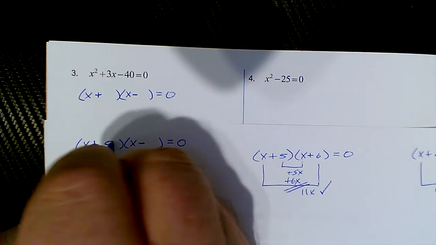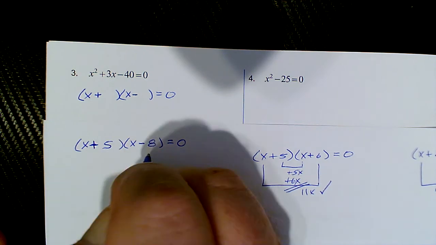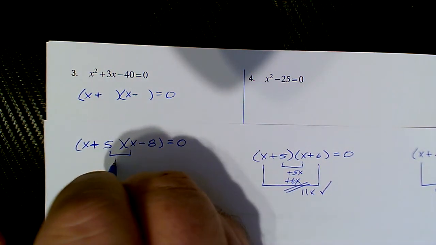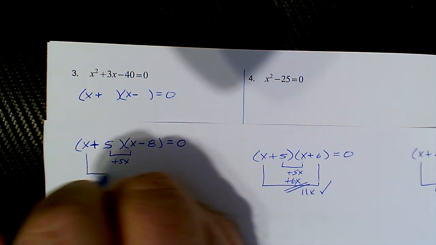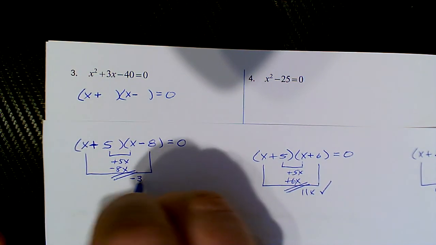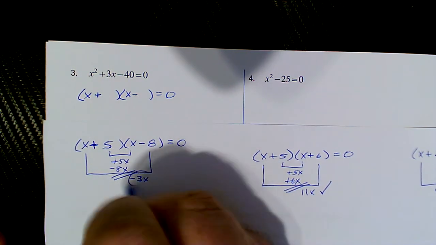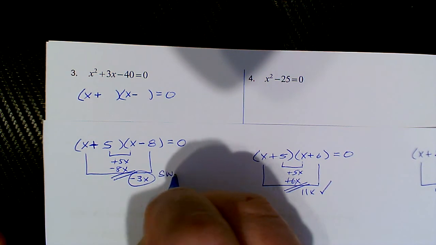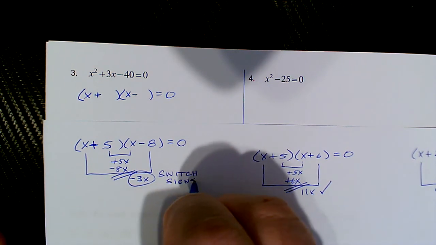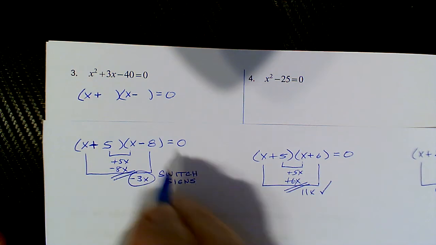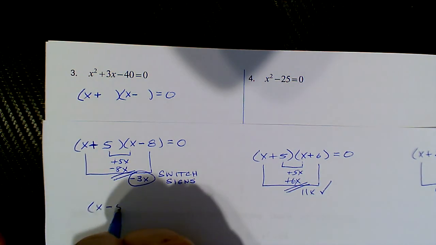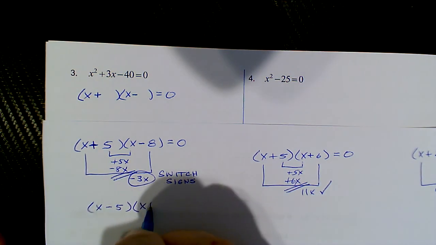And then let's imagine I put the 5 here and the 8 here, the 5 with the positive and the 8 with the negative. When I perform the check, I get positive 5x and I get negative 8x, which combine to give a negative 3x. So that's wrong. So therefore, what we're going to do is just switch the signs between the two terms in the binomial. So if I switch them, make it x minus 5 and x plus 8.